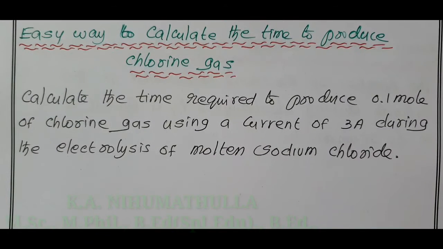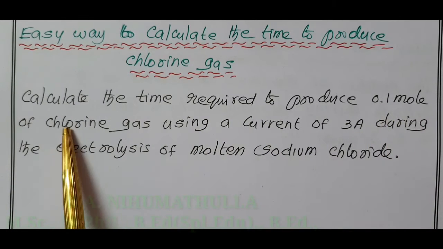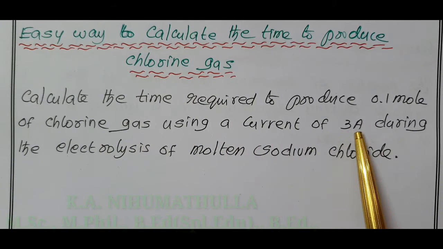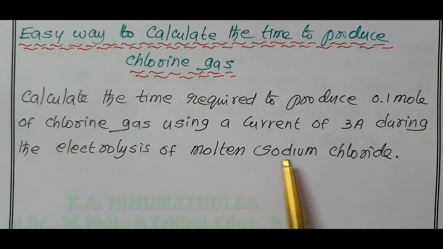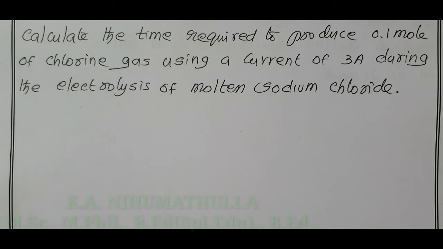What is the problem given? Calculate the time required to produce 0.1 mole of chlorine gas using a current of 3 ampere during the electrolysis of molten sodium chloride. When sodium chloride is electrolyzed by passing current, 0.1 mole of chlorine gas is produced. The question is we have to calculate the time.